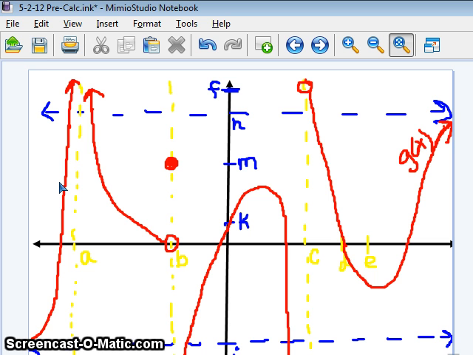But if your right-hand side and your left-hand side match, then you do have a limit at a.